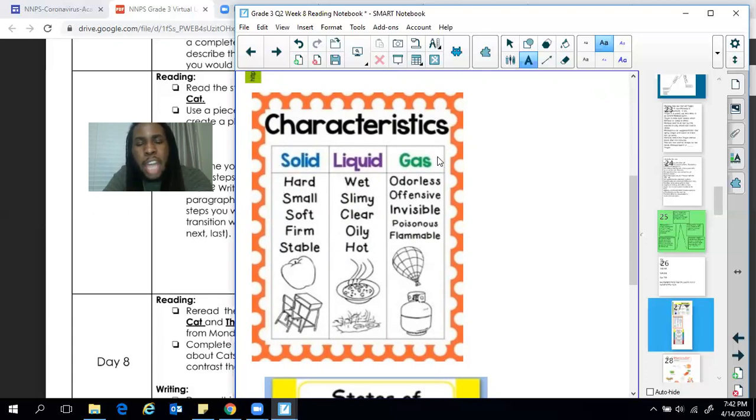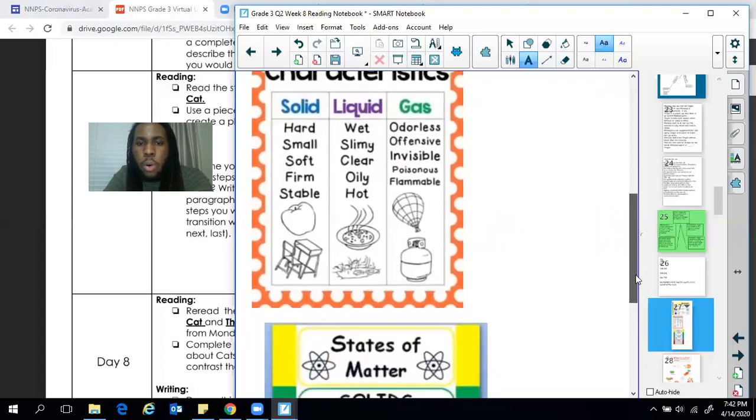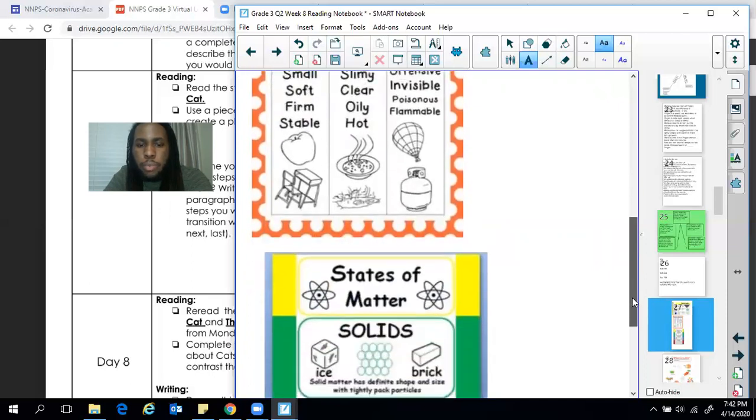If something's a gas, you can think about it as odorless, maybe it has an offensive or bad smell, invisible. You oftentimes can't see gases, poisonous, there are some poisonous gases, and then flammable, which means able to catch on fire. So friends, think about those things as you are making your search for your items in your kitchen.